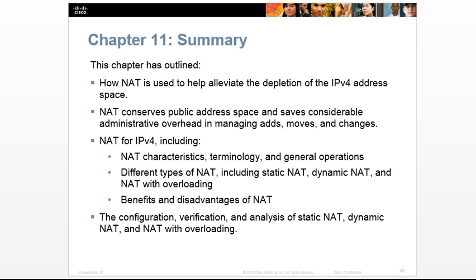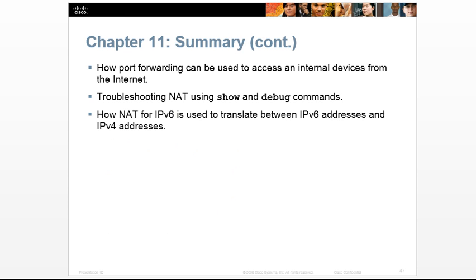We also discussed that NAT and PAT, NAT overloading and dynamic and static NAT, are all a little bit different, but they're all configured very similarly. We also talked about port forwarding and how to use the NAT show and debug commands. And finally, we discussed that IPv6 uses something like NAT with NAT64, but it has a different purpose because there is no reason to conserve IPv6 addresses. There are so many of them.